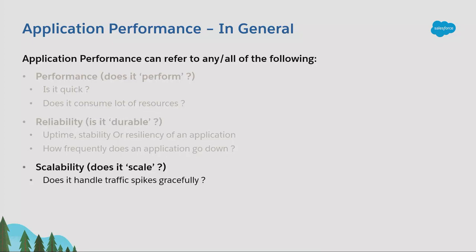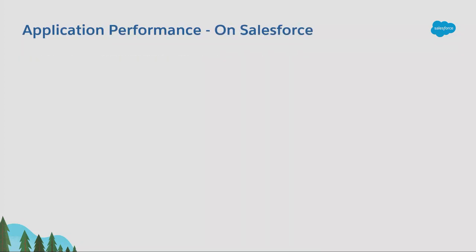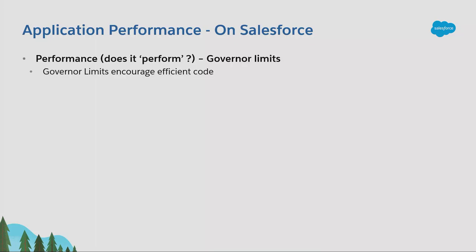Scalability: does it scale? As an example, if you have a lot of traffic spikes during certain events, Black Friday, if you will, does the application scale? Can it handle the requests without degrading the performance of each request? If you apply these definitions, or just the general understanding of application performance, on Salesforce, when you talk about performance, you have a well-defined set of guardrails, which we call governor limits.